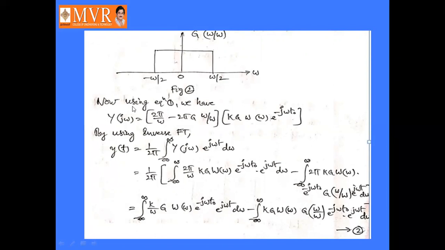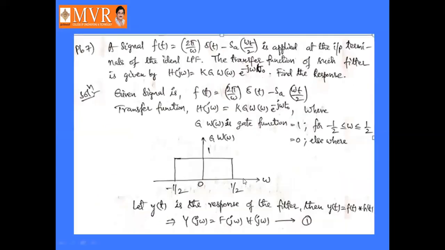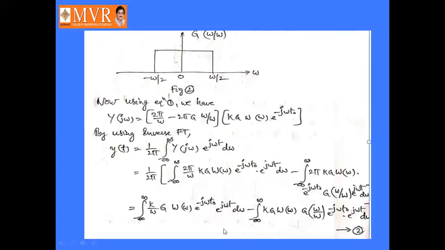Now using equation 1, we have Y of j omega. Equation 1 is this one: Y of j omega is equal to F of j omega into H of j omega. So now using equation 1, we have Y of j omega equal to F of j omega into H of j omega, that is 2 pi by omega minus 2 pi into g of omega by w into kg into w of omega into e power minus j omega t naught.